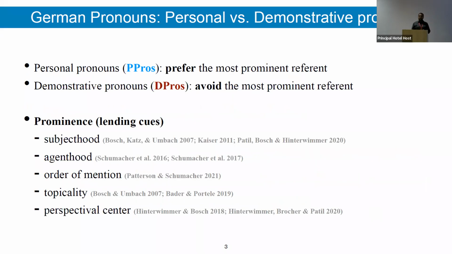In general, we could say that in German, personal pronouns prefer antecedents that are prominent, and demonstrative pronouns from the der, die, das paradigm prefer antecedents which are not highest on the prominence scale. Prominence can be defined or manipulated in terms of subjecthood, agenthood, order of mention of the antecedents, topicality, perspectival center, and so on. All of these factors influence the prominence of different referents.